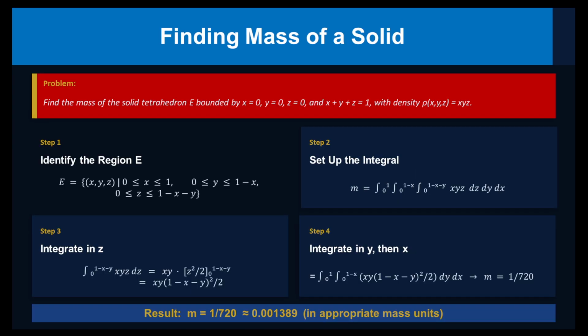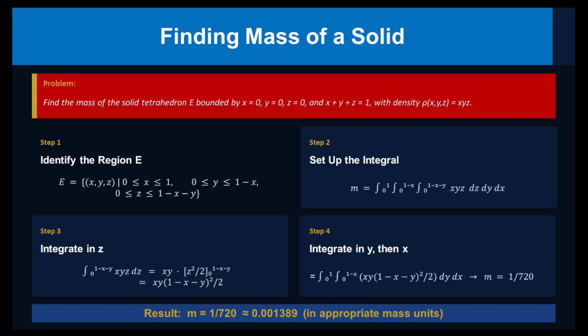Let us discuss solving examples. We need to find the mass of the tetrahedron bounded by x equals 0, y equals 0, z equals 0, and x plus y plus z equals 1. Density is given as rho equals xyz. Step 1 is identifying the region E. We first understand the boundaries of the solid region. Step 2 is setting up the integrals.